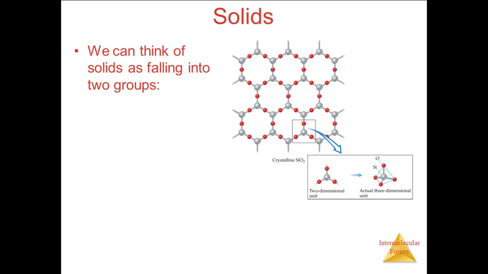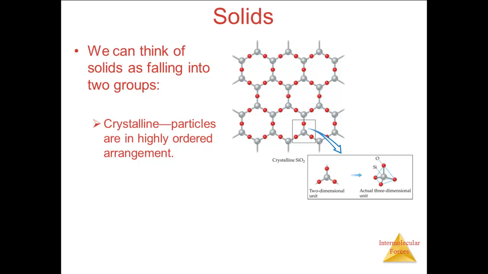Solids. There are fundamentally two types of solids. The first is a crystalline solid, in which the particles are in a highly ordered state.